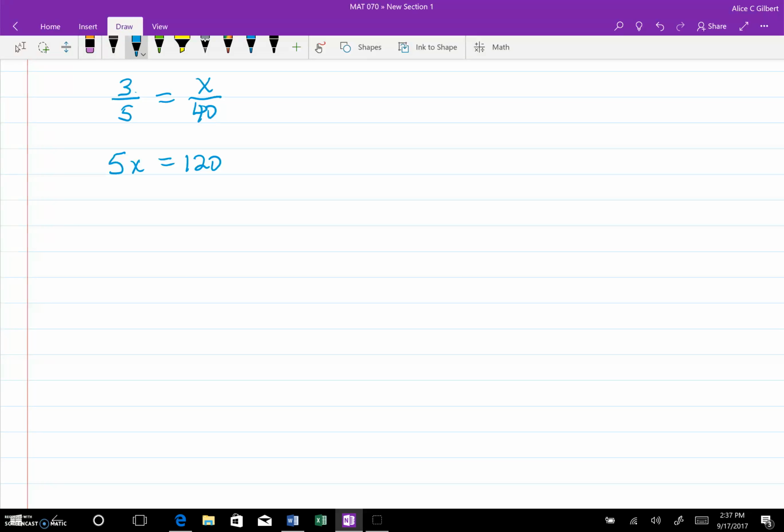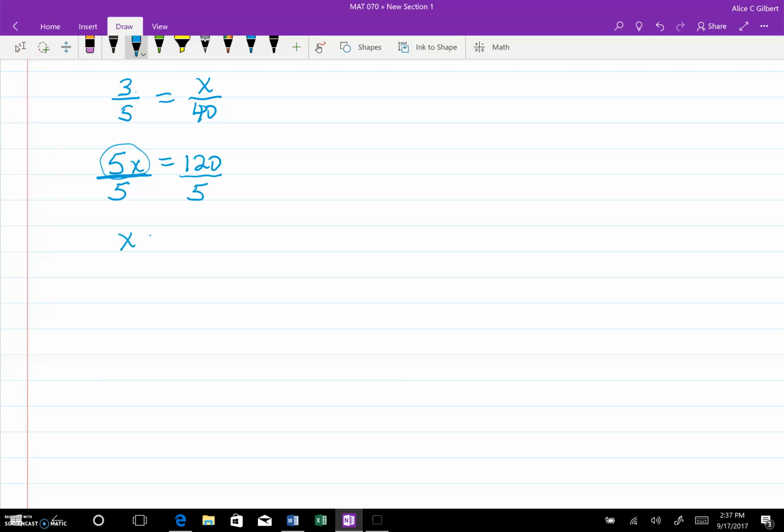Now, in order to get the x all by itself, I need to divide, because 5 and x next to each other like this is multiplying. So that's 5 times x. The opposite of multiplying is dividing. So I'm going to divide the 5x by 5 to get the x by itself. If I do that on one side, I have to do it on the other.